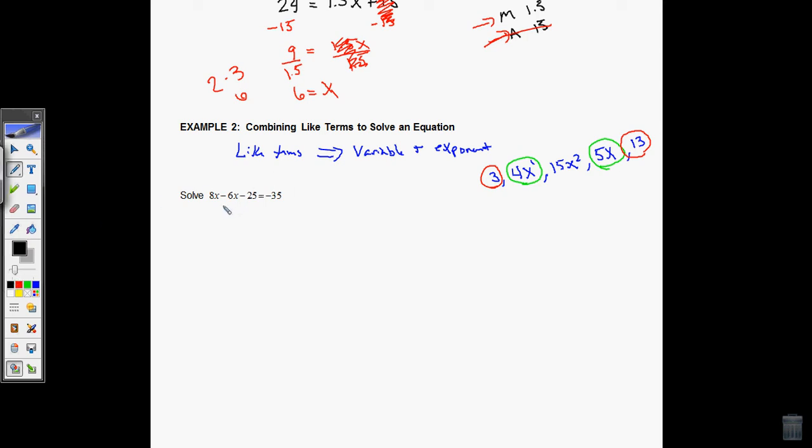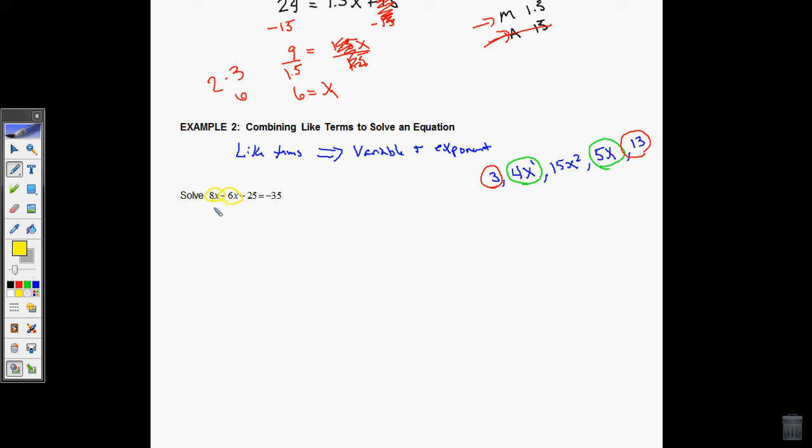What we have down here is an equation that has 3 terms on the left, 1 term on the right. On the left side, I can see 2 terms that are alike. I'm going to circle them in a different color. I have an 8x and I have a negative 6x. Realizing the sign of a specific term is going to be very important.